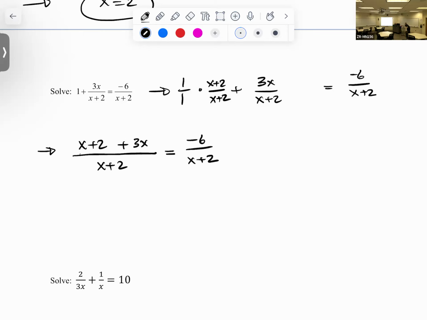Now, this one, we went the other way. So the last one, we went basically doing multiplication. This one, we went by creating the common denominator. All right, and I want to show the difference. What do we have? 4x plus 2.